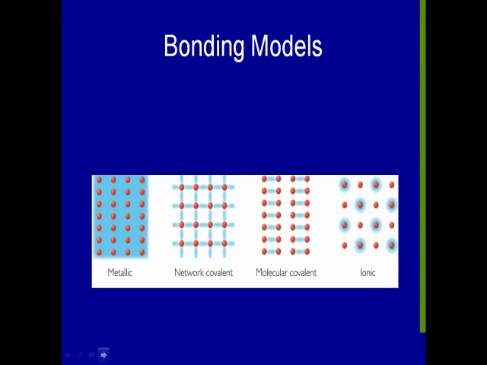Alright, so here are our models. We have metallic, which has a sea of electrons moving around because they don't belong to just one type of atom. Molecular covalent, you have two atoms that are sharing a pair of electrons. And in ionic, you have a crystalline lattice. And in that crystalline lattice, you have metals that are giving away their electrons to nonmetals.